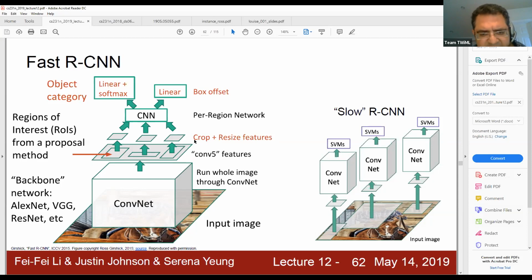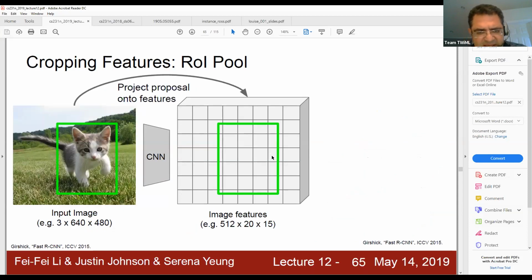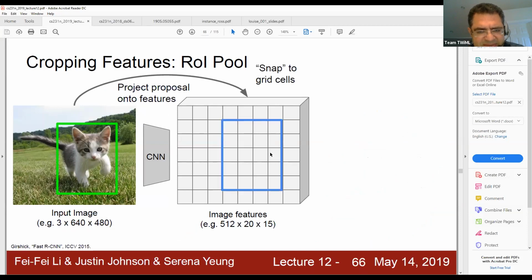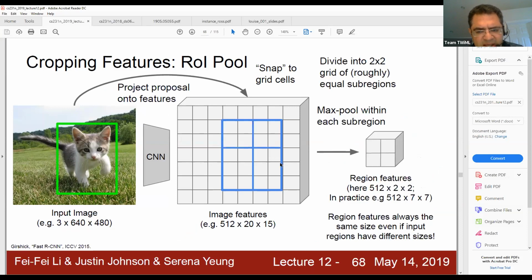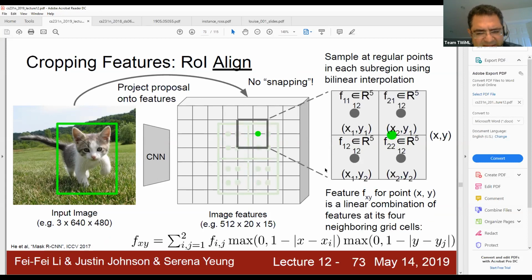Because I'm short on time, I'm rushing through it, but this is an important step. It's a little bit tricky. There is ROI pooling, but in this case they have ROI align, basically to get better positioning of the box. I just don't have time to go through that equation.